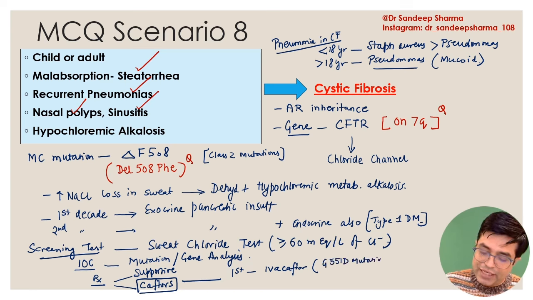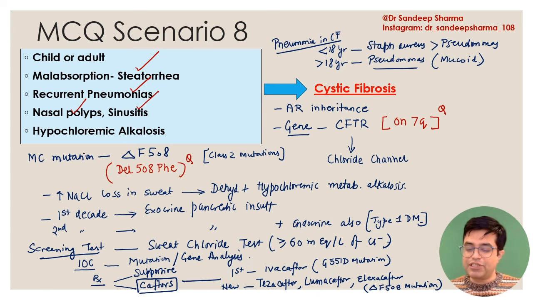On the other hand, we have the newer agents which are now available. We have tezacaftor, we have lumacaftor, and we have elexacaftor. All the 3 agents target the common variety, that is delta F508 mutation. So they can ask you the name of the drugs and they can ask you which drug is targeting which specific mutation. So this is all that you need to know regarding the topic of cystic fibrosis.